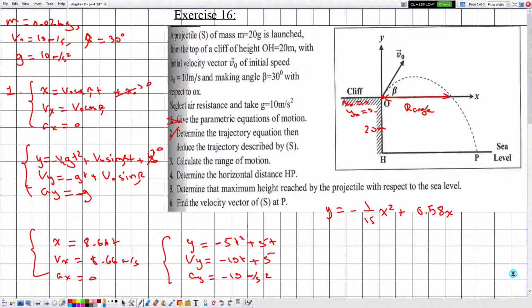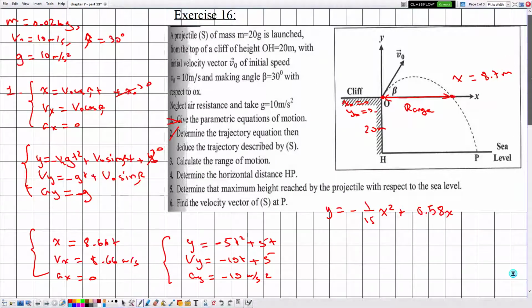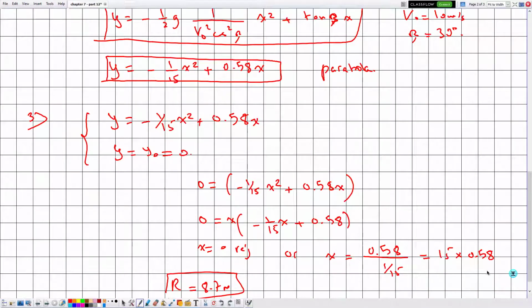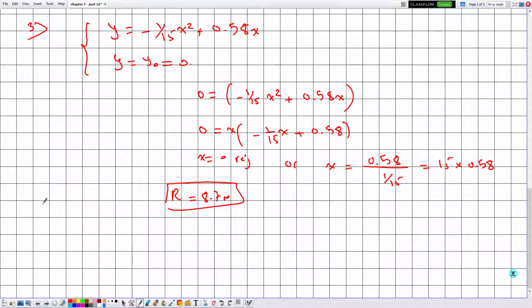So this point here is labeled by the distance x is equal to 8.7 meters. So for example, the distance HP we expect must be greater than x, which is 8.7. Now this is it for part 3. They are telling me to determine the horizontal distance HP.